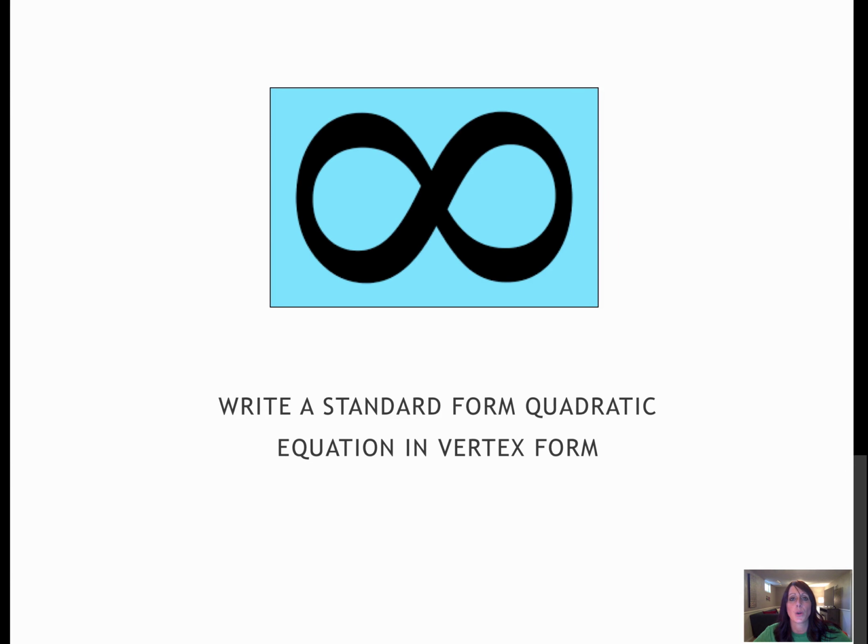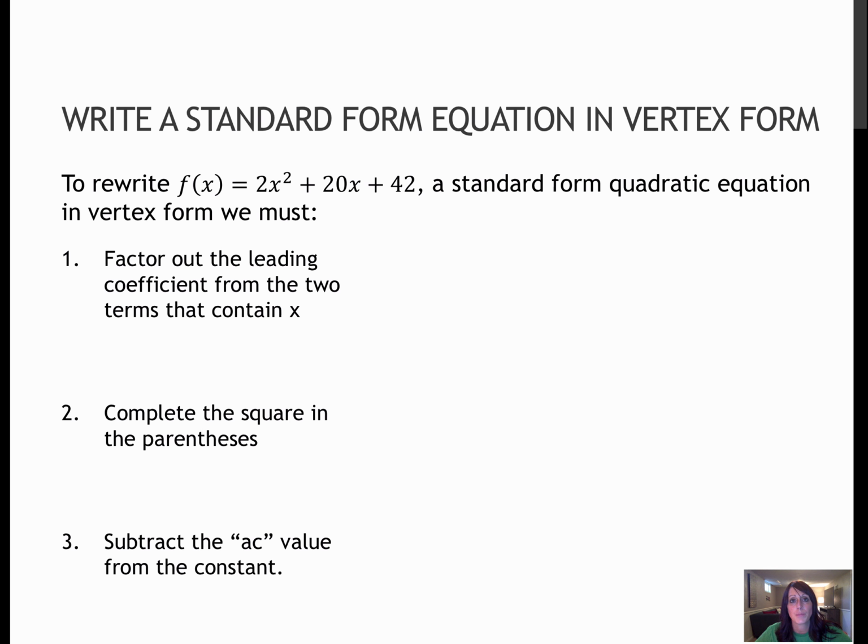We just got done graphing a quadratic equation that was in vertex form. Most of the time we're given that function in standard form, so it's important for us to know how to go from one to the other. So if I want to rewrite this in standard form, here's my basic steps.